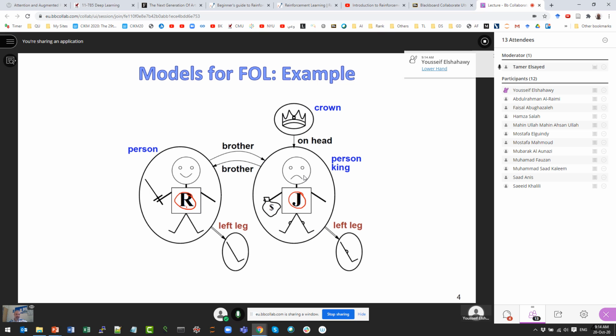How about relations? Someone other than Yusuf and Faisal. How about Mubarak? Mubarak, are you with us? Mubarak. Mubarak? Why can't you, you cannot open the mic?